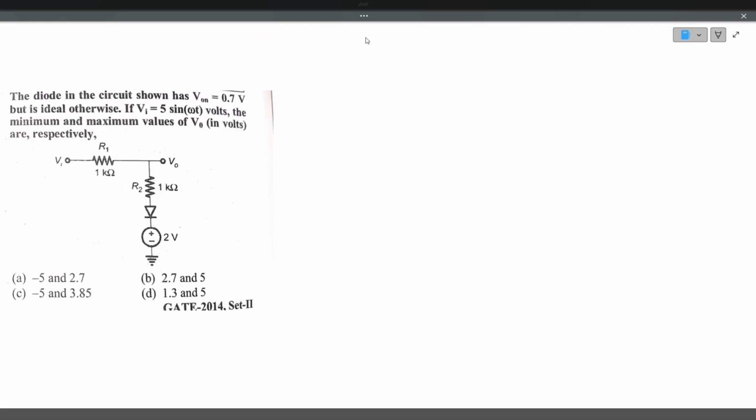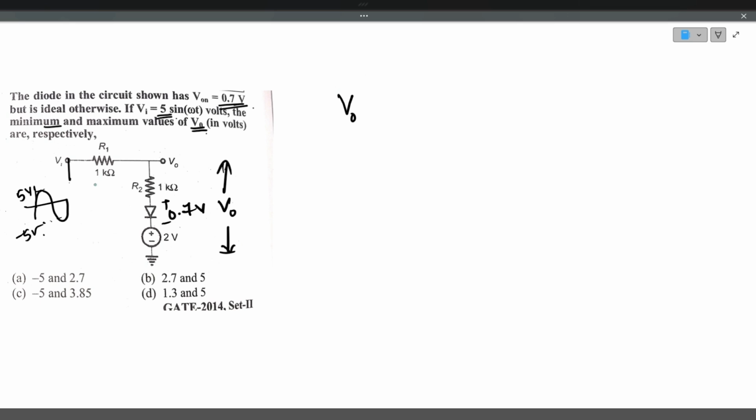The diode in the circuit has V on, that is the diode forward voltage drop, as 0.7 volts, but ideal otherwise. If the V input is 5 sin omega t, here a sinusoidal waveform is given whose peak value is 5 volt. Now the minimum and maximum values of output voltage are. So he is asking the minimum and maximum values of output voltage. V out minimum and V in minimum. V out maximum and V in minimum. We'll calculate what is the V out.